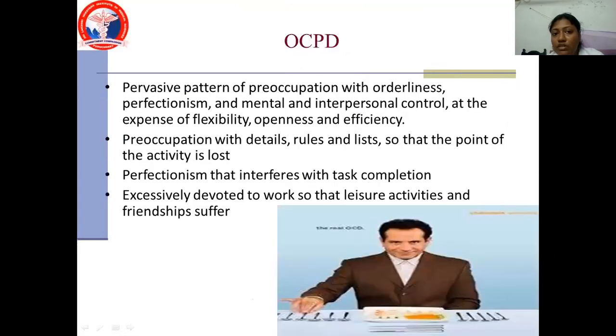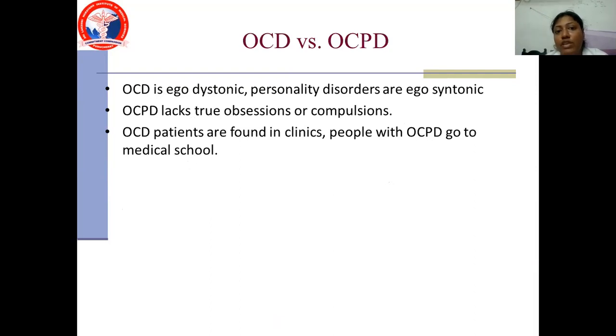Now, OCPD, like I mentioned, is a pervasive pattern of preoccupation with orderliness, perfectionism, and mental and interpersonal control at the expense of flexibility, openness, and efficiency. Now, this is ego syntonic. Like I said, it is very much in synchrony with the ego. There is preoccupation with details, rules, and lists, perfectionism that interferes with task completion, and being excessively devoted to work so that leisure activities and friendships suffer. So, OCD is ego dystonic, OCPD is ego syntonic. OCPD lacks true obsessions or compulsions. Like I said, OCD patients are found in clinic while OCPD patients go to medical school.